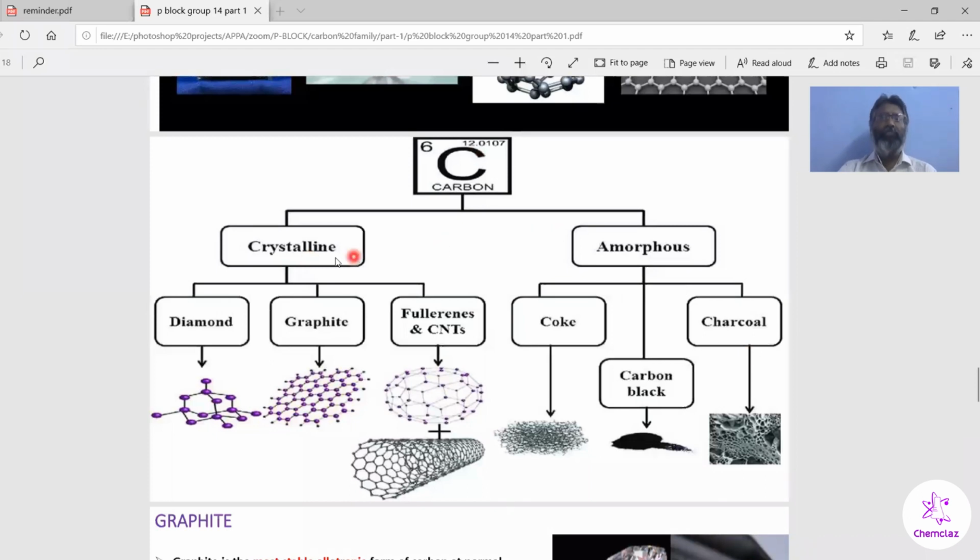What is the difference between crystalline and amorphous? In the crystalline form, the arrangement is long range order. In amorphous, the structure is short range order. That is the main difference between crystalline and amorphous. Carbon can exist as crystalline and amorphous. Diamond, graphite, fullerene and carbon nanotubes come under crystalline. Coke, carbon black and charcoal come under amorphous.